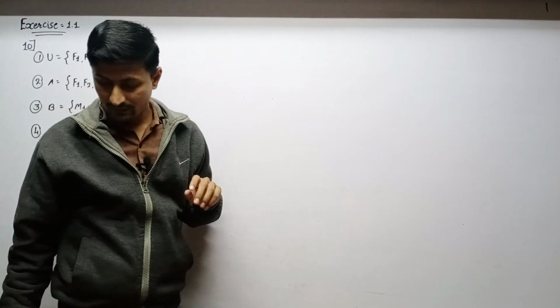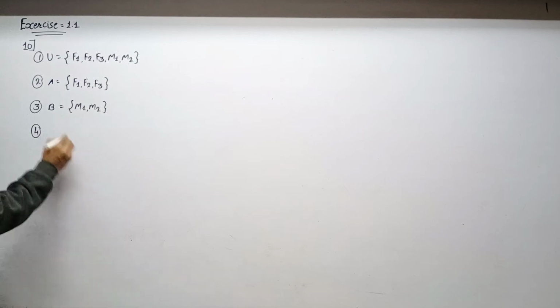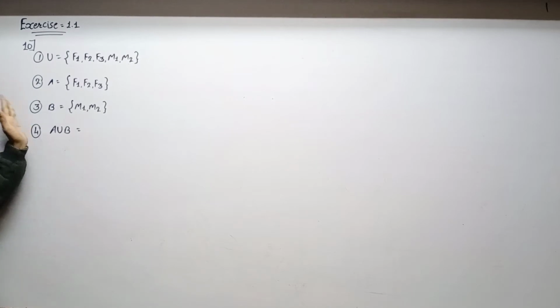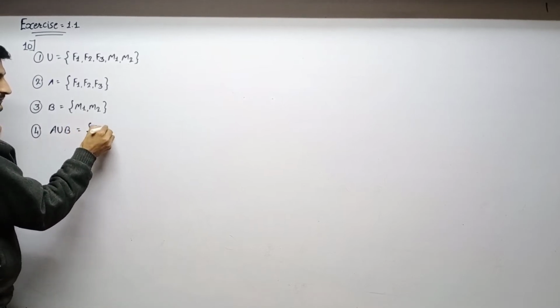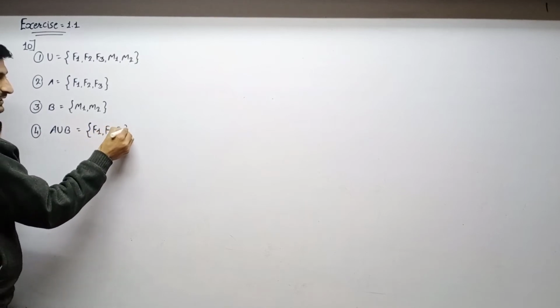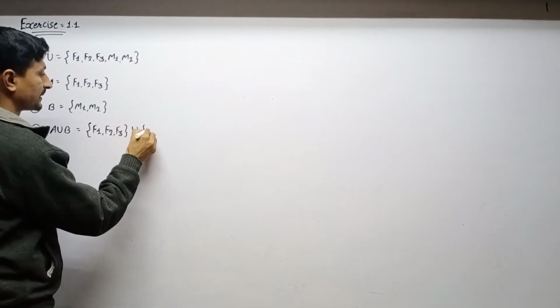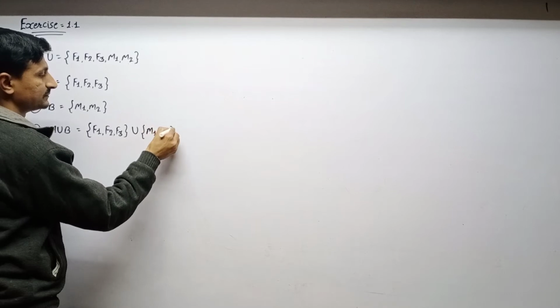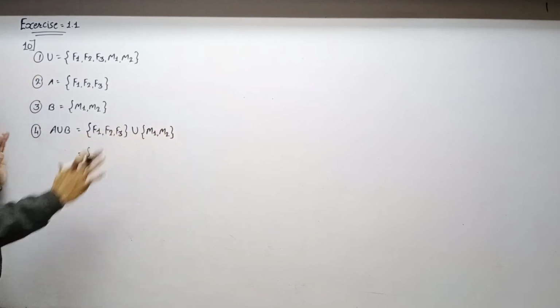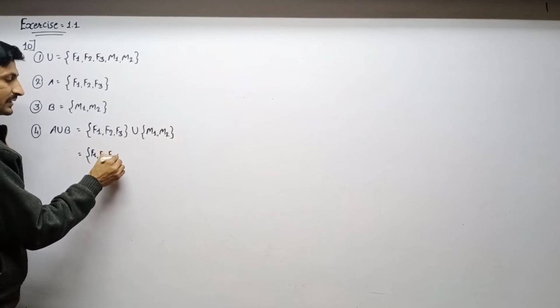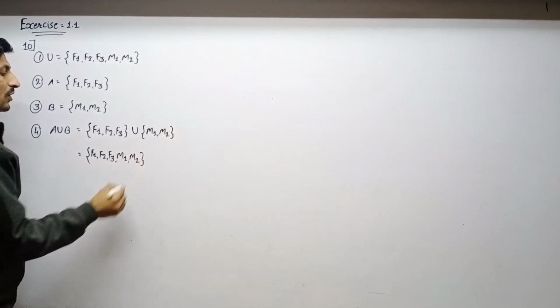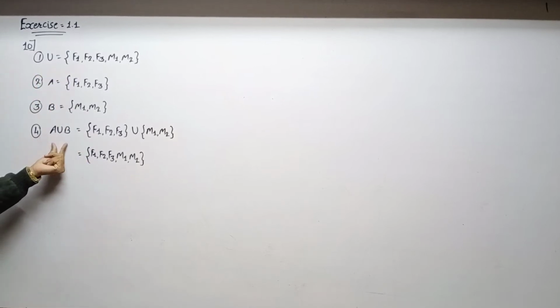Number 4. A union B. Union means all the members including in both the set. So first of all, write down event A, all the members: {F1, F2, F3}, between union sign, another bracket, event B members: {M1, M2}. Union means all the members in both the set: {F1, F2, F3, M1, M2}. All members including in U. And you can prove that A union B is equal to U. Okay.